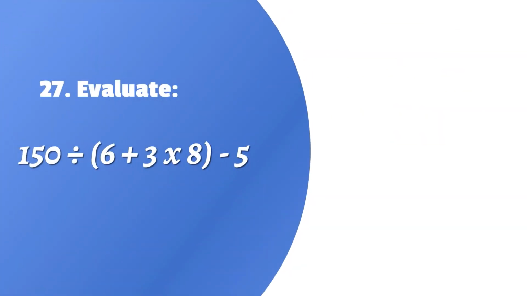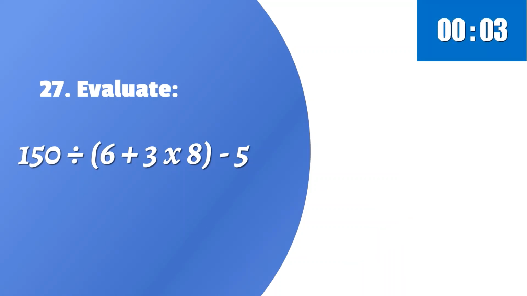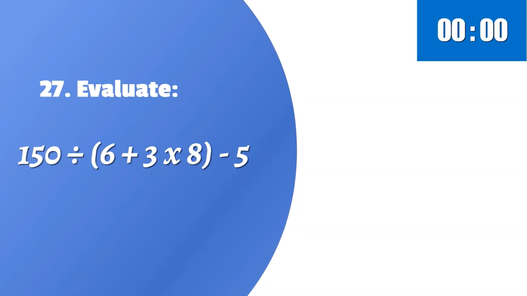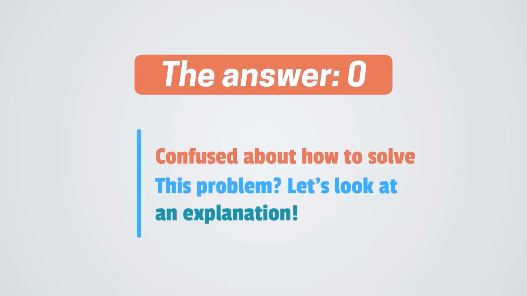27. Evaluate 150 divided by 6 plus 3 times 8 minus 5. The answer is 0. Confused about how to solve this problem? Let's look at an explanation.